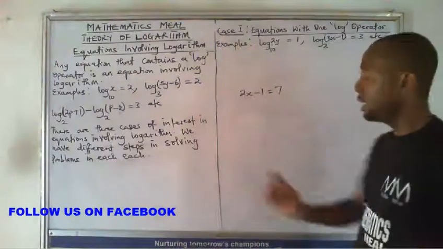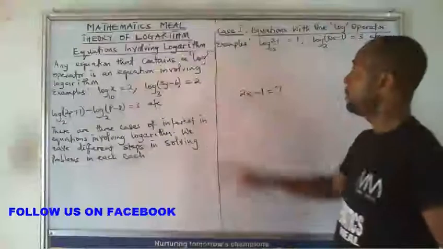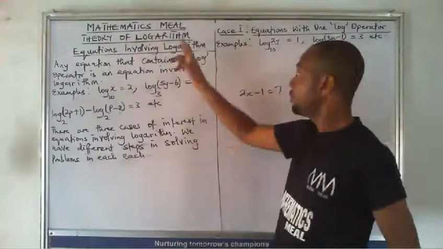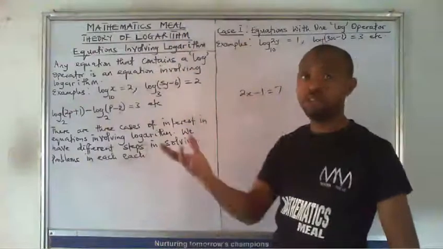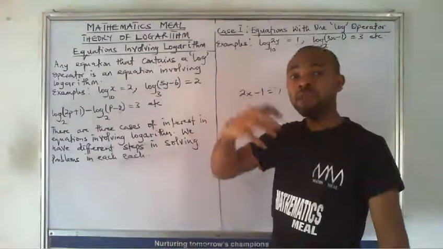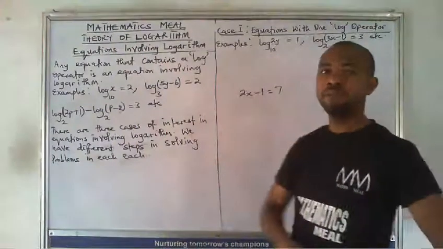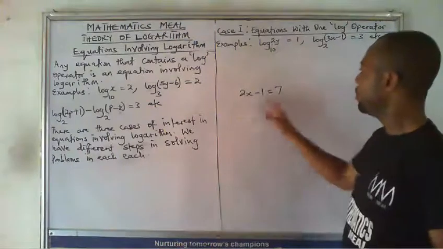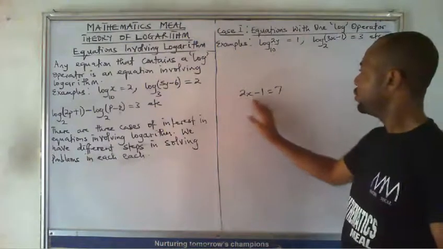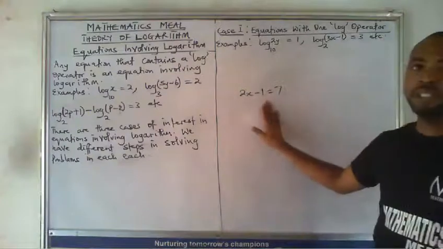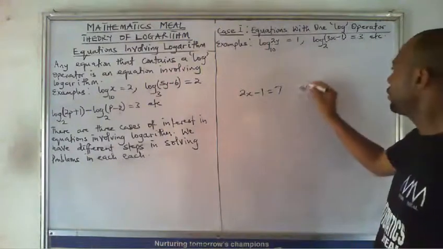So let's begin. Now we know about equation. At least if you have watched our videos, you must have also come across logarithm. So it means equation that involve logarithm. That means an equation where we have logarithm. That's what it means. Now we know about so many equations, like we have this 2x minus 1 equals 7. This is an equation, but it is just an algebraic equation.